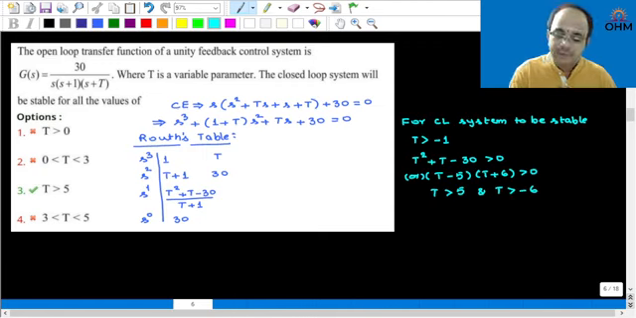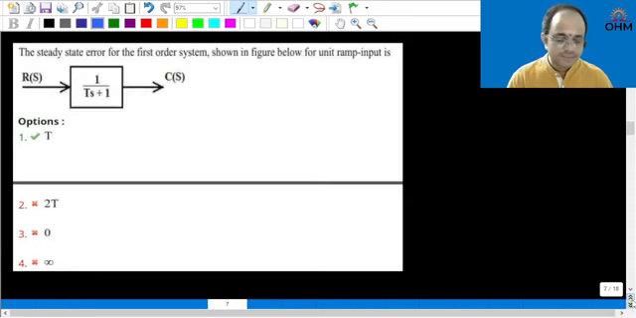If you take a common condition to satisfy all these cases, you will have T greater than 5. That will be the better option, and it's the correct answer also. Any number which is greater than minus 1 or minus 6 or 5 will be considered as correct answers for the question. So, T greater than 5 will satisfy all these three conditions.